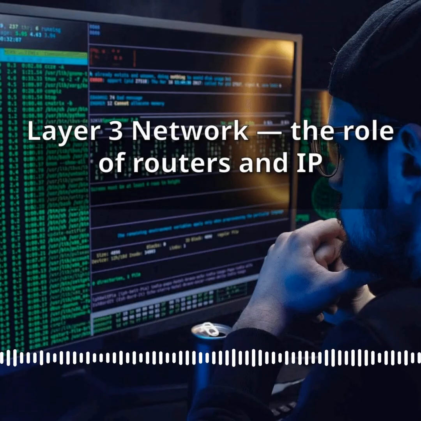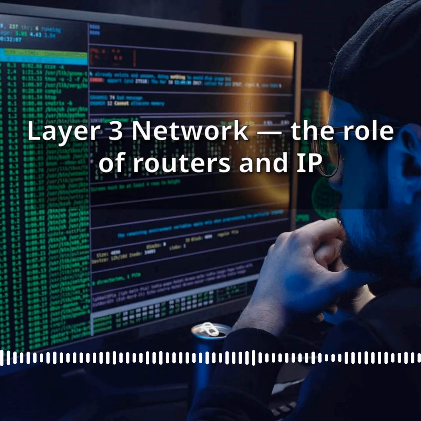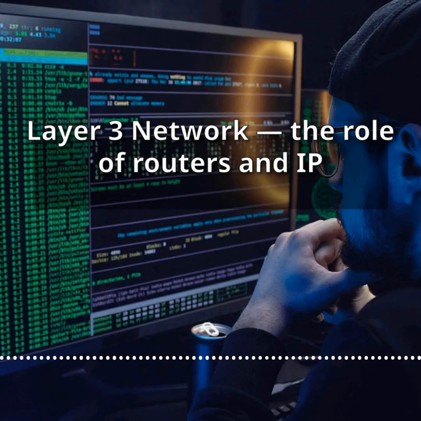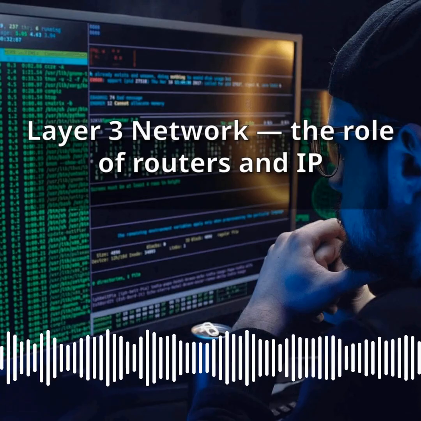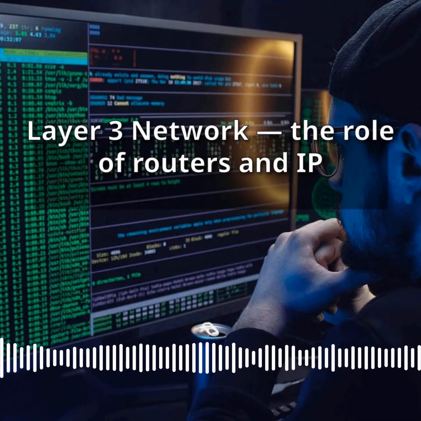A routing table is a database maintained by the router that maps destination network addresses to the next hop, the next router or device to which the packet should be sent. The router does not necessarily know the full path to the final destination. It only needs to know the next step. Each router along the path makes its own forwarding decision. This distributed decision-making is one of the reasons the internet is robust against failures.